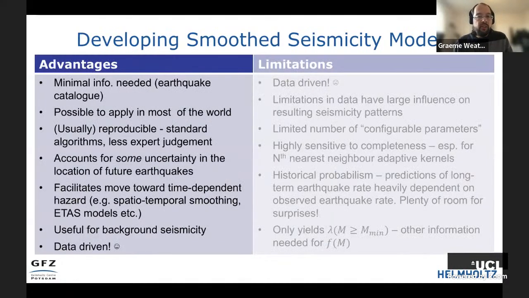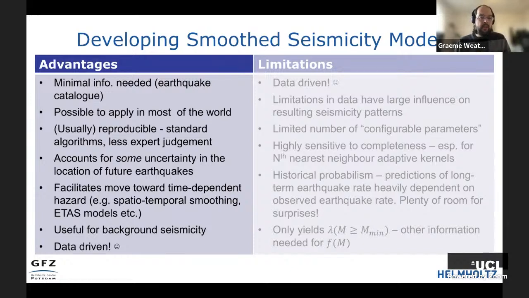So there are advantages to these types of models. It's a minimal amount of information needed, really at the minimum, just an earthquake catalog, which means that they're possible to apply in most of the world. They are usually reproducible. They have standard algorithms, less expert judgment, and they do account for some uncertainty in the location of future earthquakes. They're also facilitating a move towards time-dependent seismic hazard. So you have seen more models that now start to introduce time-dependent features, such as ETAS models, also spatial-temporal smoothing. So this does begin to move in that direction.